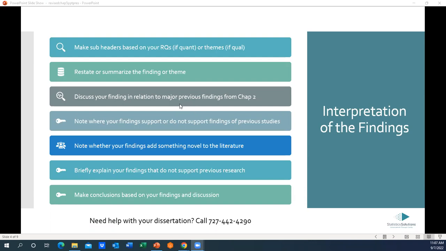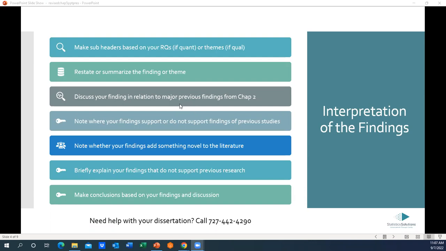What does the discussion consist of? What does that mean? Interpretation is a little misleading. It sounds like you get to come up with your own interpretation. Not so much. What it really means is you're relating your findings to the findings of previous literature, and then you can make conclusions based on that. We'll talk about how to structure it for qualitative studies too, but just for the sake of example now.